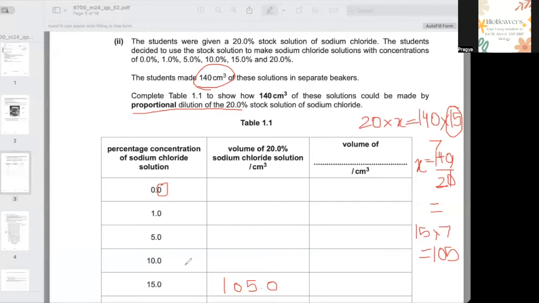Now, when I do 7 multiplied by 10, I get 70.0 here. If I do 7 multiplied by 5, this is a 35.0. Then this is a 7.0. And obviously 7 multiplied by 0 is 0. Now, to make a solution, what do I need? Apart from the sodium chloride stock solution, I dilute it with only one thing, and that is water. Okay. Volume of water, which is going to be there.